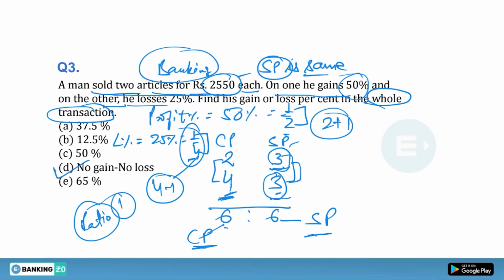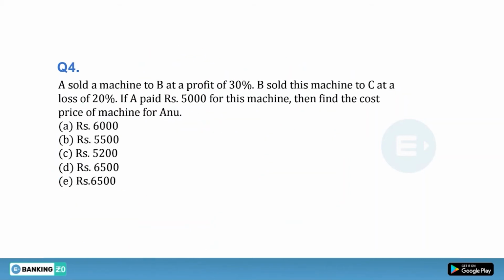So guys, this 2550, you do not need to pick this value while solving this type of question. You can easily solve this with the help of the trick I discussed with you. Okay, so let's move to the next question. Guys, this is a very good question again, and this question is dependent on successive percentage. So I'll also be discussing how it works.